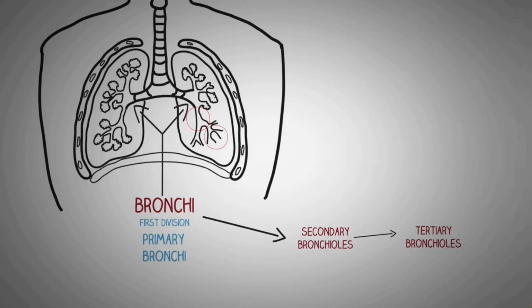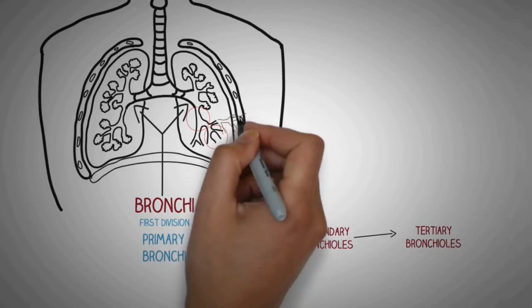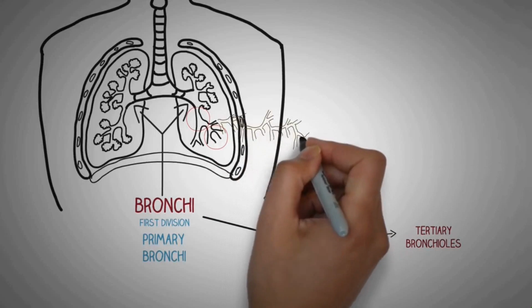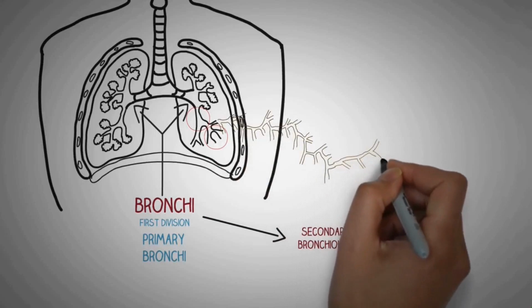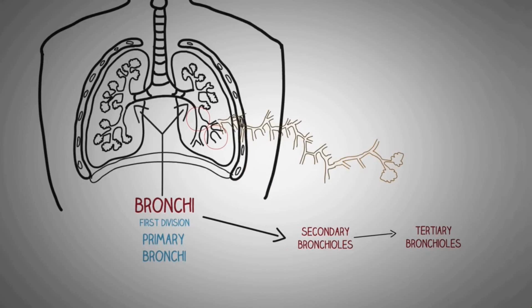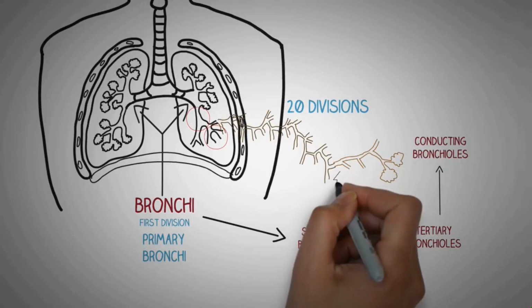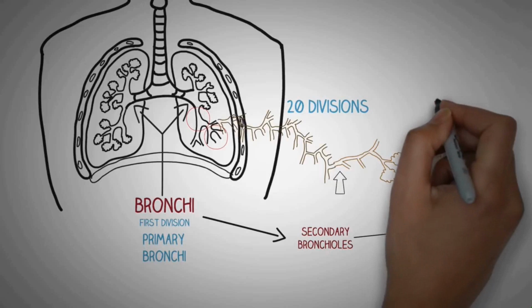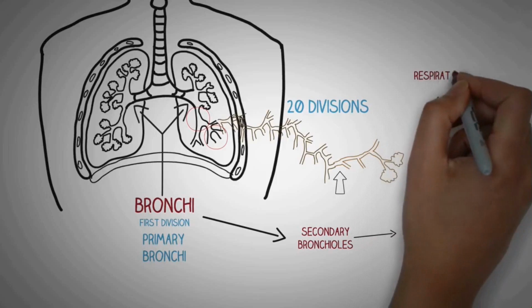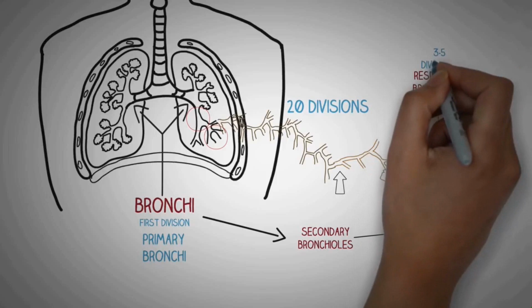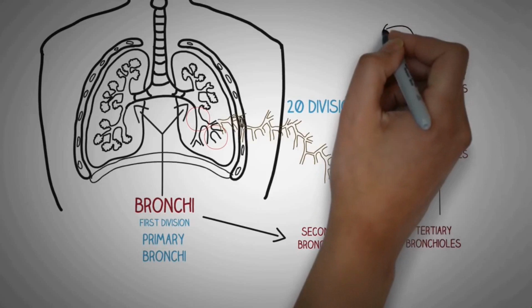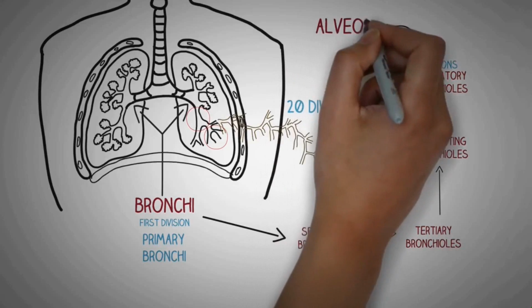Now what happens next is that these tertiary bronchioles again divide for about 20 divisions to form the conducting bronchioles. So you can see the tertiary bronchioles divide many times to form very small sac-like structures. The tertiary bronchioles lead into the conducting bronchioles. The conducting bronchioles then form a 4 to 5 division series of respiratory bronchioles. These respiratory bronchioles are in turn connected to the alveoli.